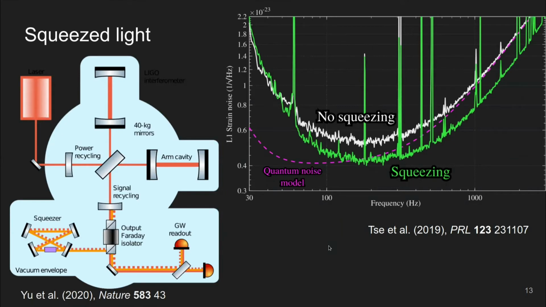If you look in detail, you actually notice the noise gets a bit worse at low frequencies. That's because, consistent with the Heisenberg uncertainty principle, if you make the shot noise better, you end up making the radiation pressure noise worse, or vice versa. There is a way around that called frequency-dependent squeezing, but that's a detail. That's being implemented for O4.